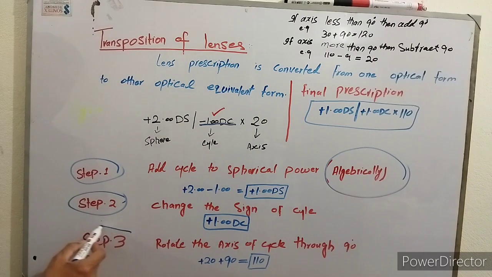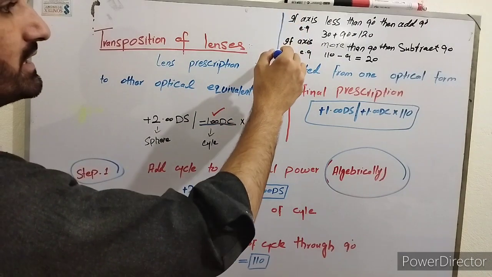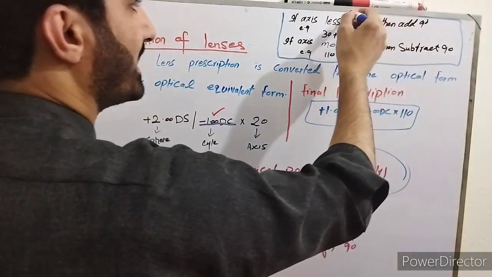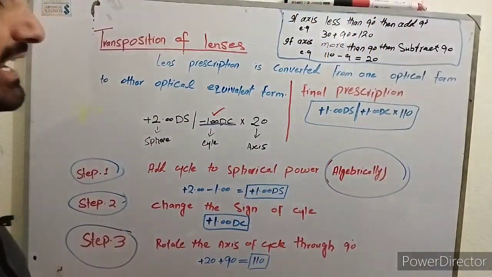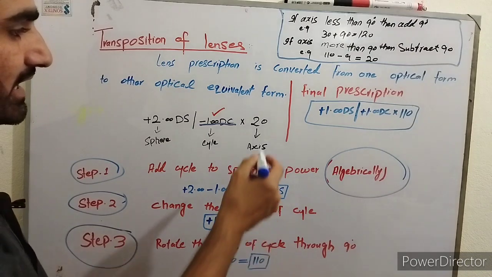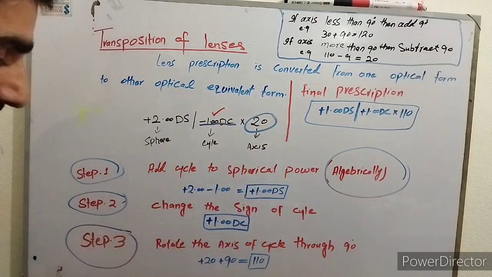Our step 3 is rotate the axis of cylinder through 90 degree. What is the meaning of rotating the axis of cylinder through 90 degree? Here I am going to explain these 2 points. If your cylinder has an axis and that axis is less than 90 degree, you can say here our axis is 20 degree. You know very well that 20 is less than 90.